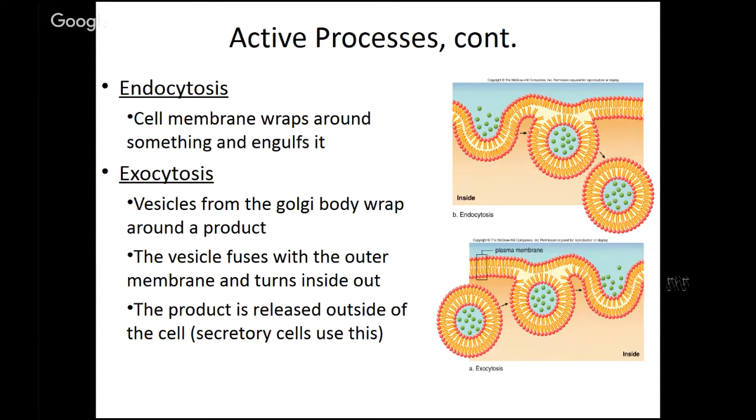This method is used a lot by cells that need to release a lot of a chemical all at once. For instance, pancreatic cells, cells inside your pancreas, need to manufacture and release a lot of insulin all at once. It sends that insulin signal into your blood. And so that's the way that it does it. It'll put it in a vesicle, the vesicle fuses with the membrane, and the insulin gets released. That's exocytosis.